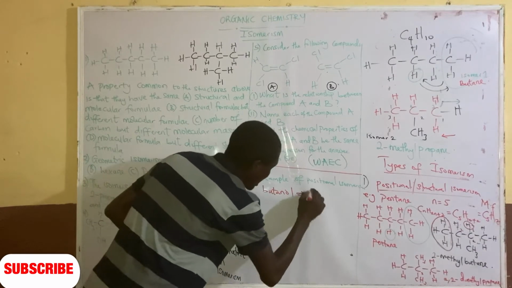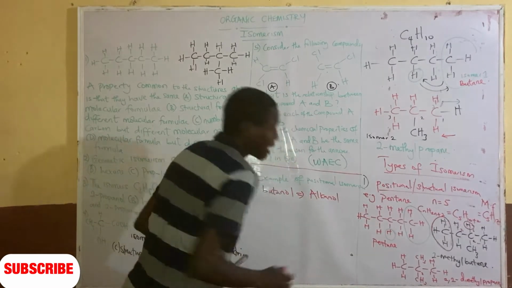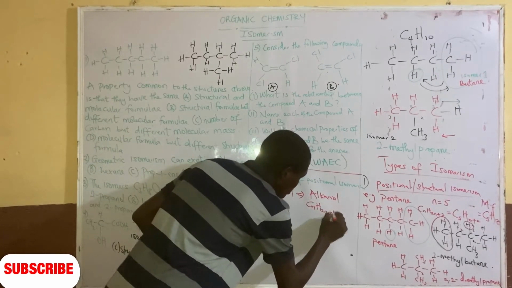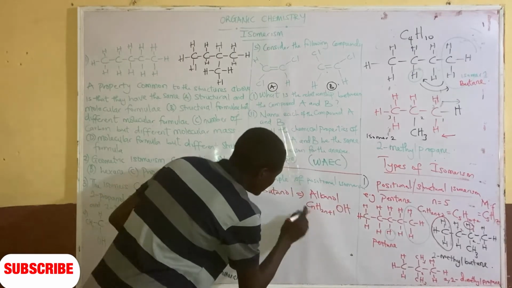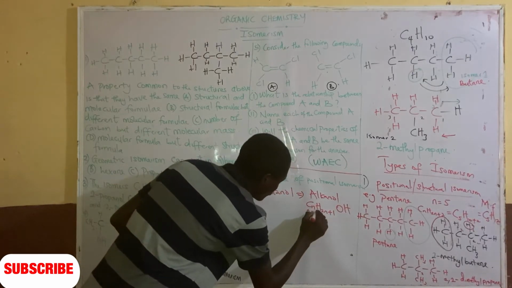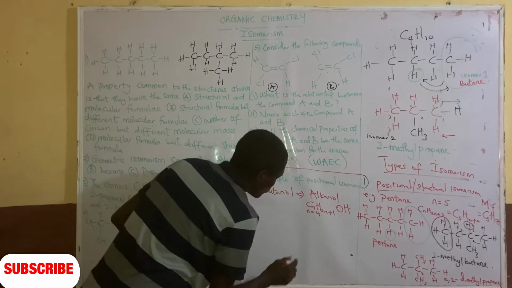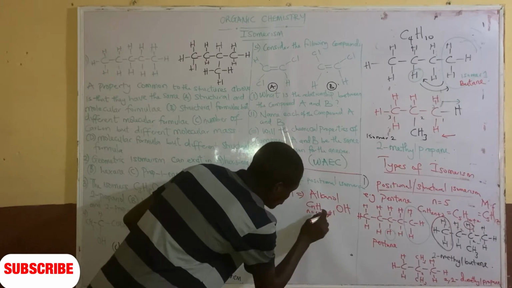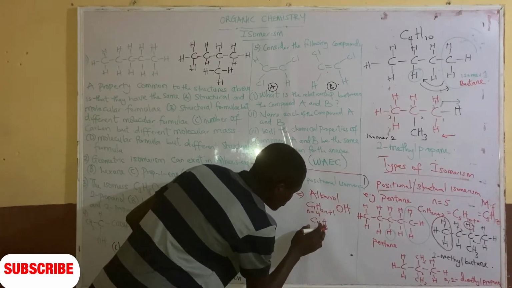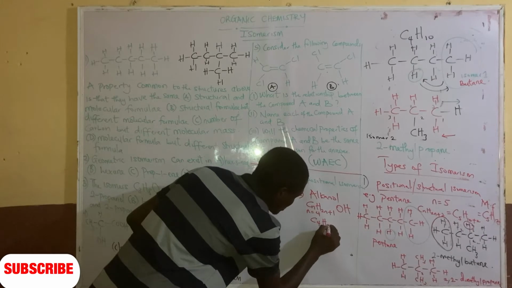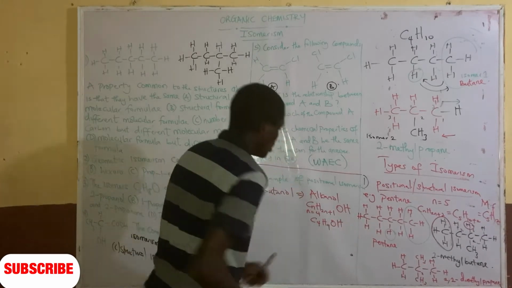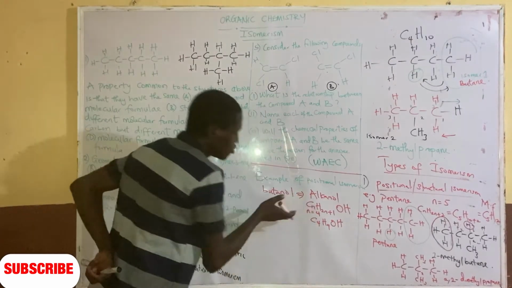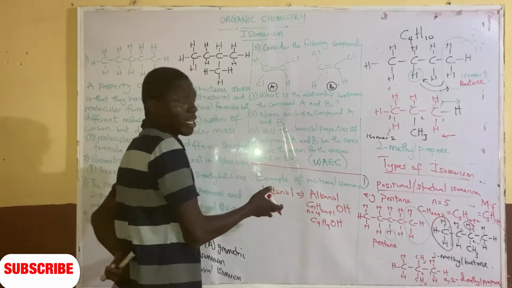Now, butanol belongs to the alkanol group, which has the general formula CnH2n+1OH, where n is 4. So we have C4. 2 times 4 is 8, plus 1 gives 9. So C4H9OH.